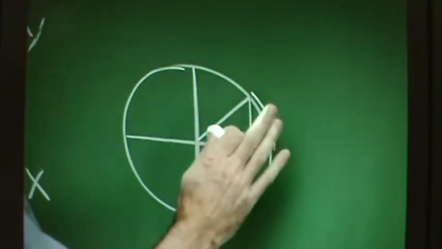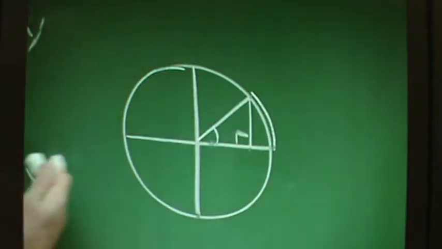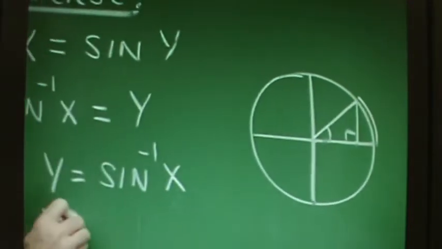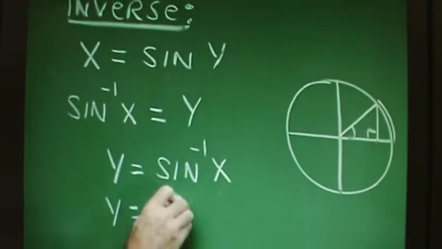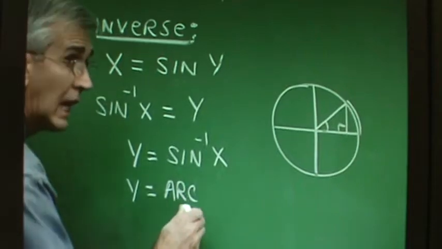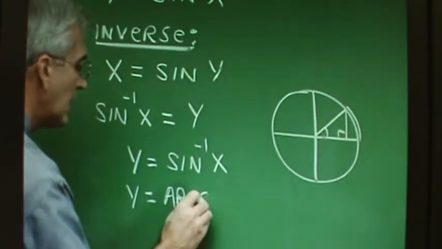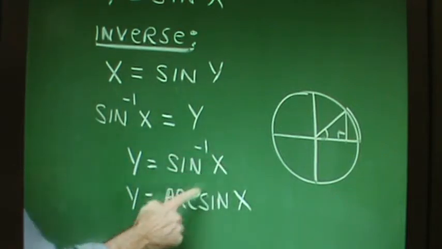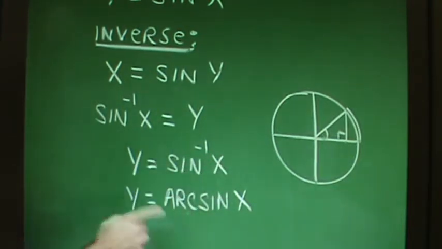Now, because of that kind of relationship, a lot of times this inverse sine of x is written as arc sine, because we're looking for the arc whose sine is x, you see? So it's written as arc sine x. Now, these two mean the same thing. Inverse sine of x, arc sine of x mean the same thing.